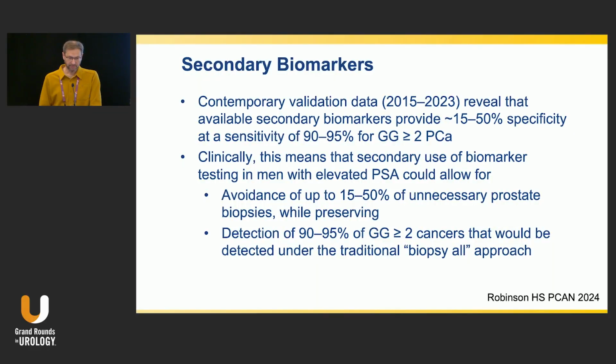A real nice write-up of secondary biomarkers by Robinson et al. suggests that contemporary validation data over the last 8 years revealed that available biomarkers provide a specificity of about 15 to 50% and a sensitivity of about 90 to 95% for what's being called clinically significant prostate cancer, grade groups 2 or higher. Clinically, this means that secondary use of biomarker testing in men with elevated PSA could allow for avoidance of up to 15 to 50% of unnecessary prostate biopsies while preserving detection of 90 to 95% of significant cancers that would be detected under the traditional biopsy-all approach.